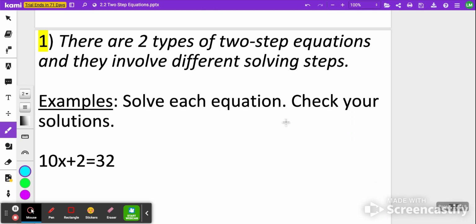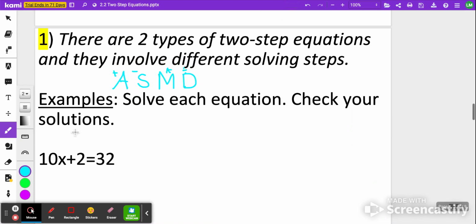In order to solve two-step equations, we need to first solve it using addition or subtraction, and then multiplication or division. So instead of ASMR, we're going to do ASMD. So again, that's adding or subtracting first, and then multiplying or dividing.